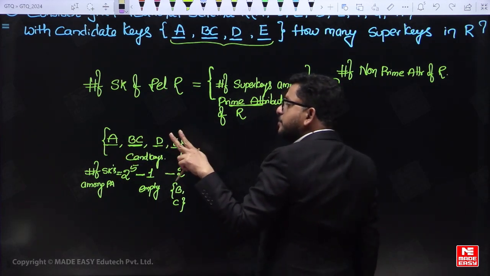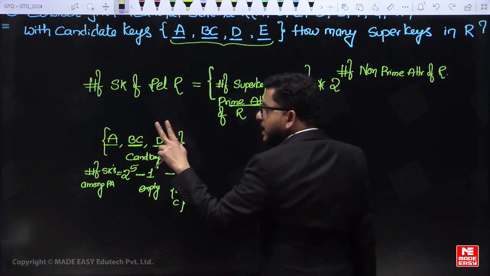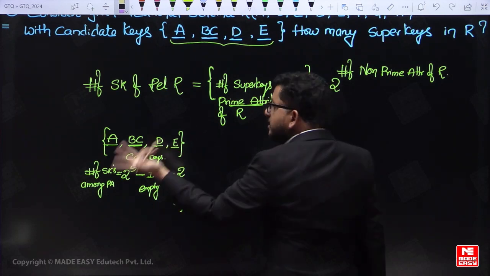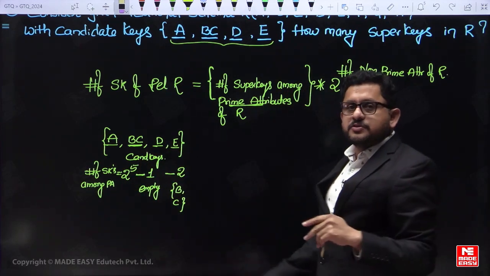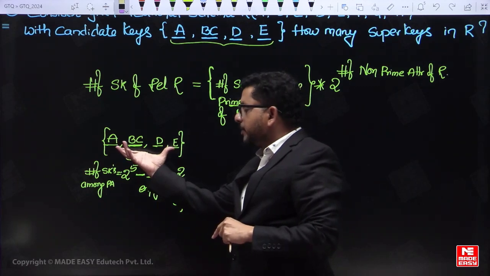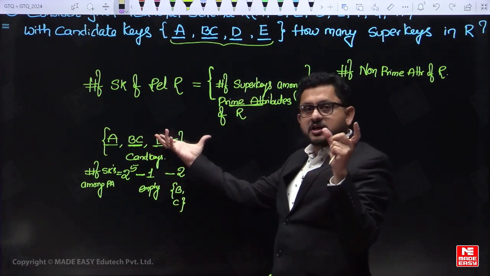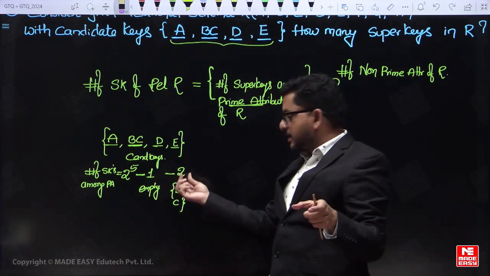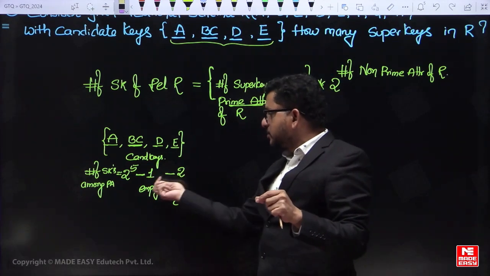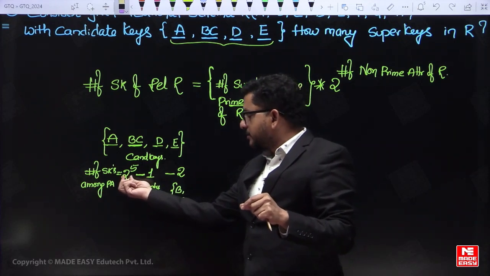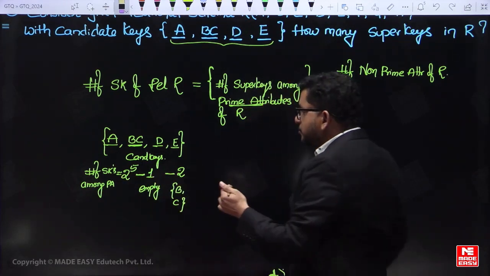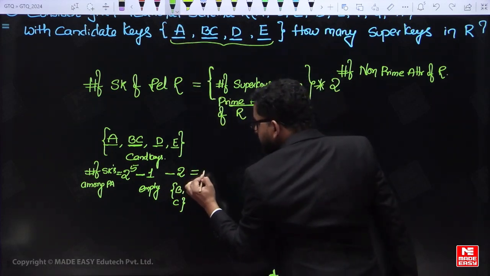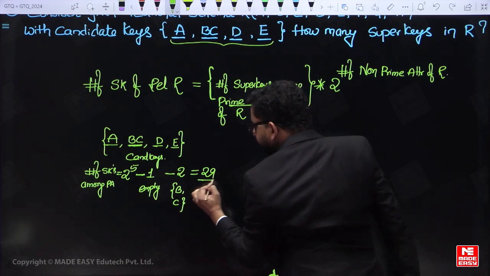If you take any 2 attributes among A, B, D, E, it is also a super key. So definitely every possible 3 attributes is a super key. Only among the prime attributes which are not super keys: the empty set is not a super key, only B is not a super key, only C is not a super key. 3 possibilities excluded. So this is 32 minus 3, which is 29. So 29 super keys among the prime attributes.